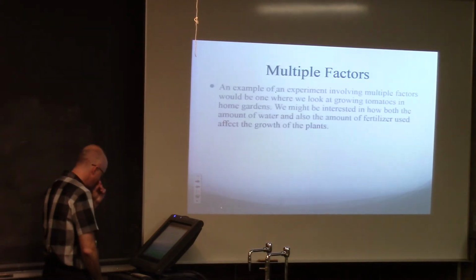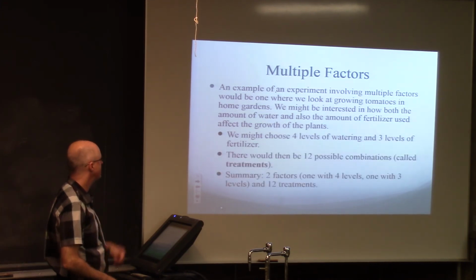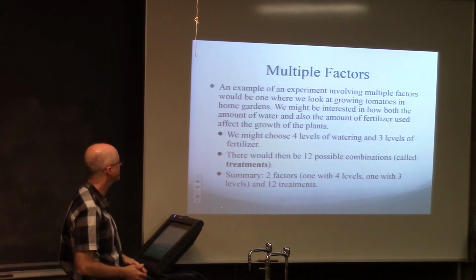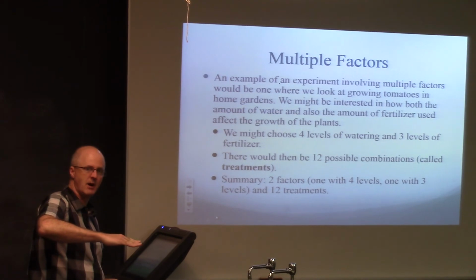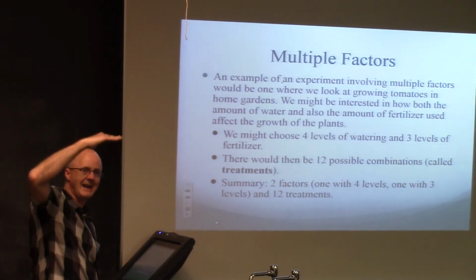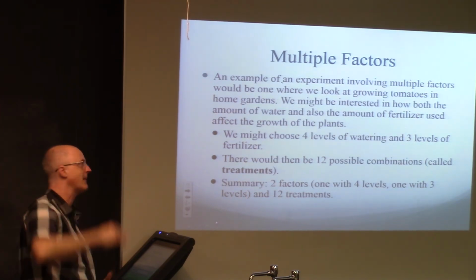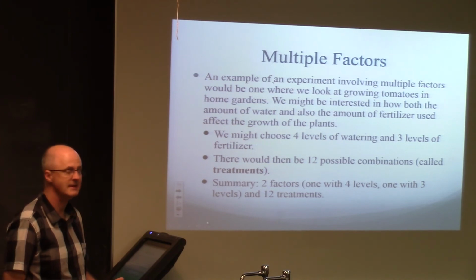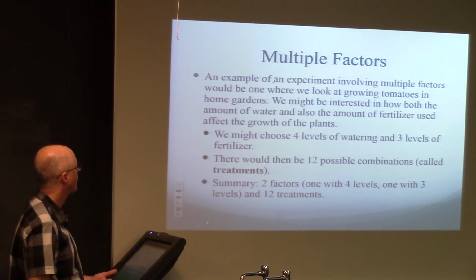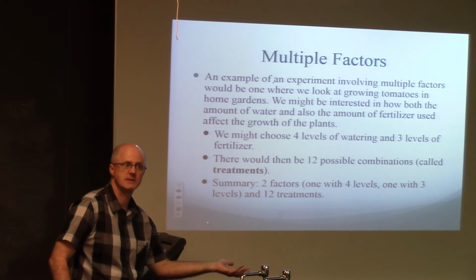More terminology here. So here's that example. You might be testing tomato growth in your home garden. You might choose 4 levels of watering: very small amount, moderate amount, moderate high, and a high amount. You might choose 3 levels of fertilizer: low, medium, and high. There would be 12 possible combinations, 4 times 3 treatments. 2 factors, watering and fertilizer, with 12 treatments. And you're trying to see what combination produces the best growth.